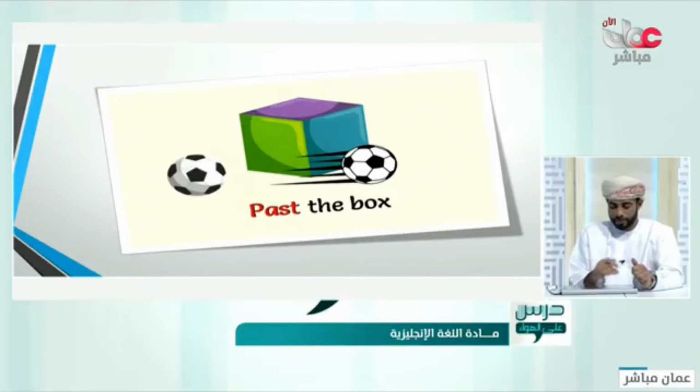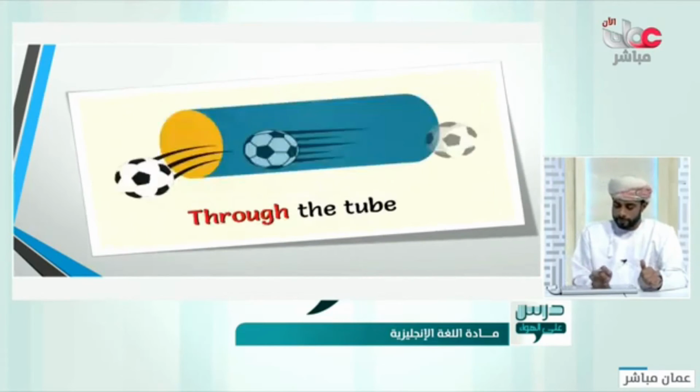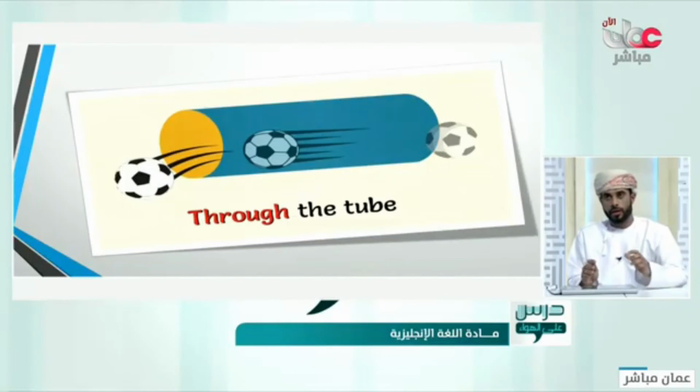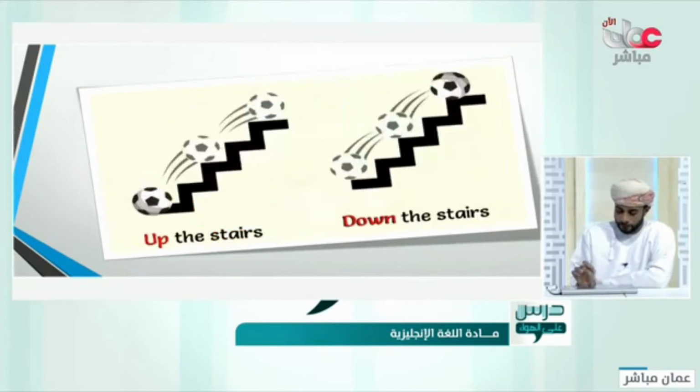Past the box. The car passed me. Just go in front of me like this and passed me. Through, if you have a hole in the wall, you go through the door or through that hole in the wall. So like this ball is going through the tube. Through. Up the stairs.